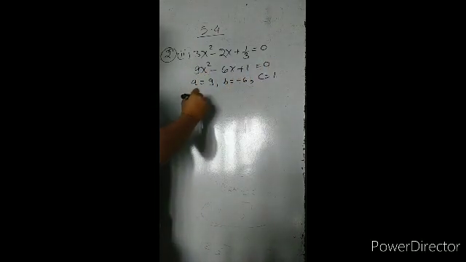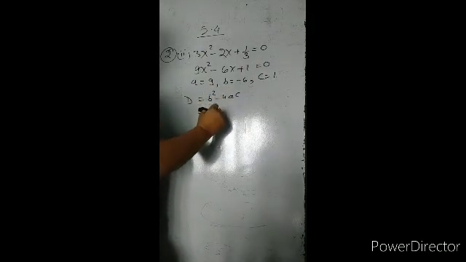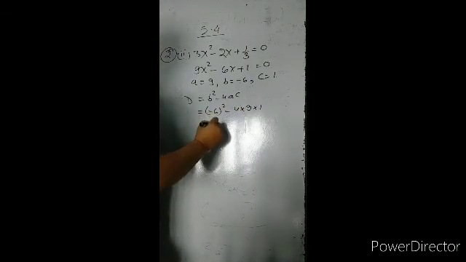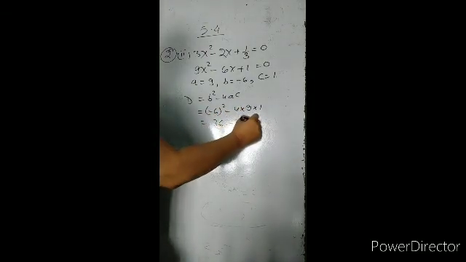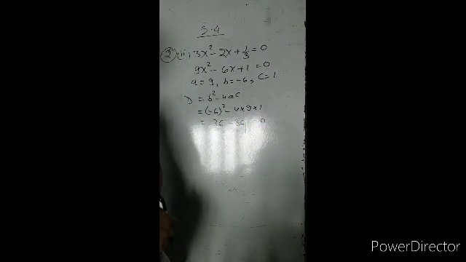Now first find the discriminant, b square minus 4ac. It is equal to minus 6 whole square minus 4 into 9 into 1, that is 36 minus 36, that is equal to 0. So the discriminant is 0.